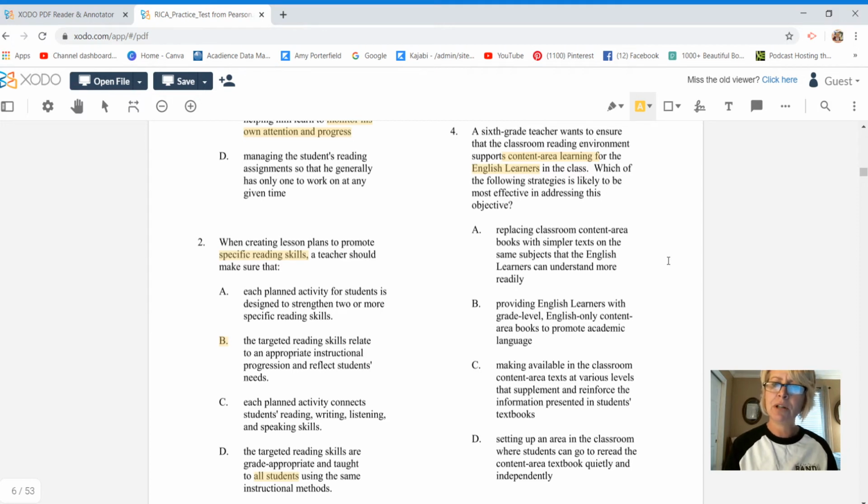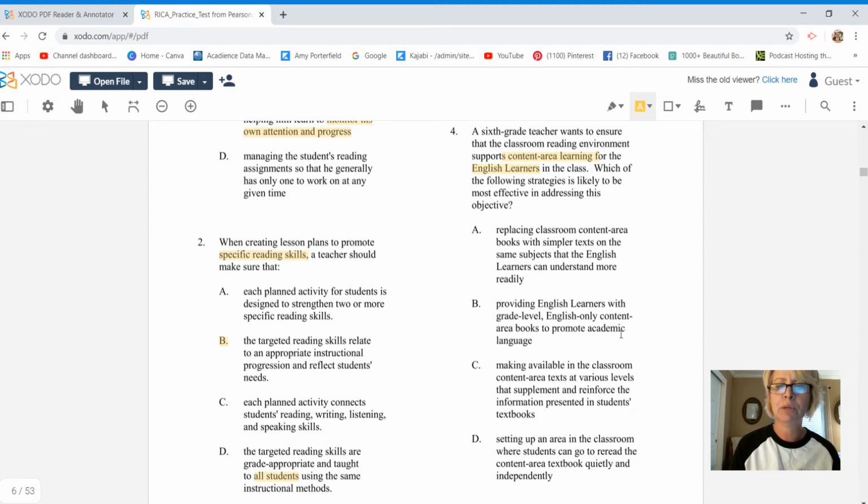So A, replacing classroom content area books with simpler text in the same subjects that the English learners can understand more readily. Okay, so a couple of red flags here. We're talking about replacing the content area books, not supplementing. Not so much. And we are talking about giving them simpler text with the same subjects. That word replacing is what's hanging me up here. I'm going to lean toward a no. Let's see the rest. B, providing English learners with grade level English only content area books to promote academic language.